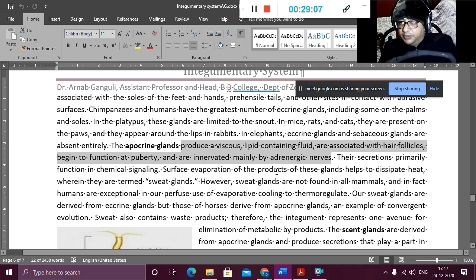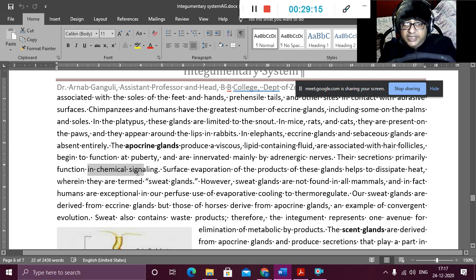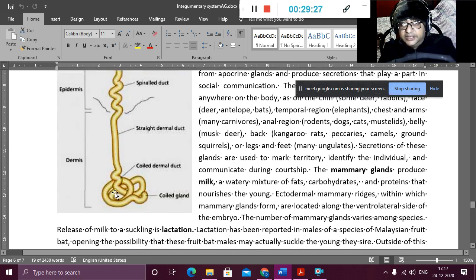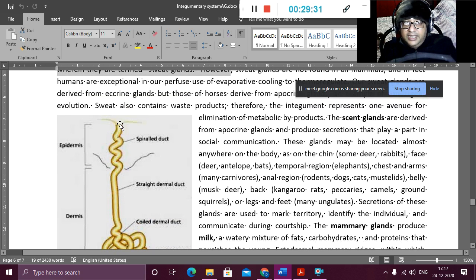Adrenaline, their response to beta adrenaline. They have got adrenergic receptors. Their secretions primarily function in chemical signaling. Surface evaporation of these glands helps to dissipate heat, and they are termed sweat glands. So you can see a sweat gland, a coil gland, it comes straight, dermal duct, spiral, and sweat goes outside.